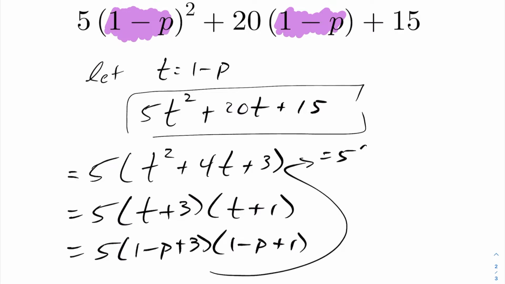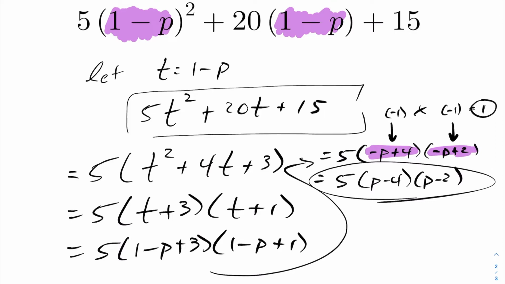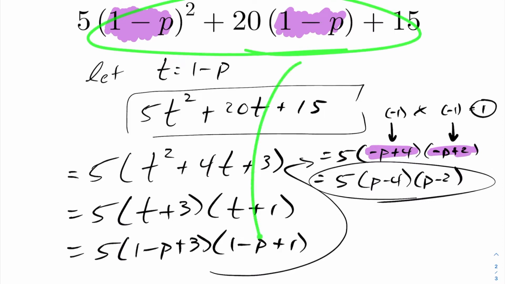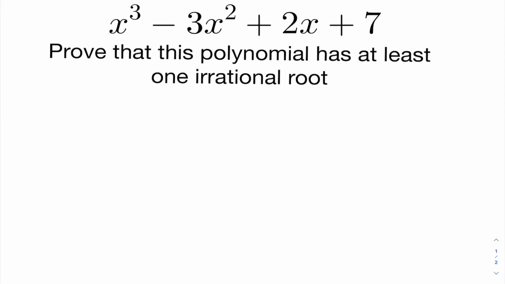Rearranging this, we get 5 times negative p plus 4 times negative p plus 2. Typically, you want your variable to have a 1 in front, not a minus 1. So I'm going to factor a minus 1 out of this expression and this expression. Both of those minus 1s will multiply together to just give you 1. So therefore, this ends up being 5 times p minus 4 times p minus 2. So it turns out that this expression is equivalent to, in factored form, 5 times p minus 4, p minus 2.